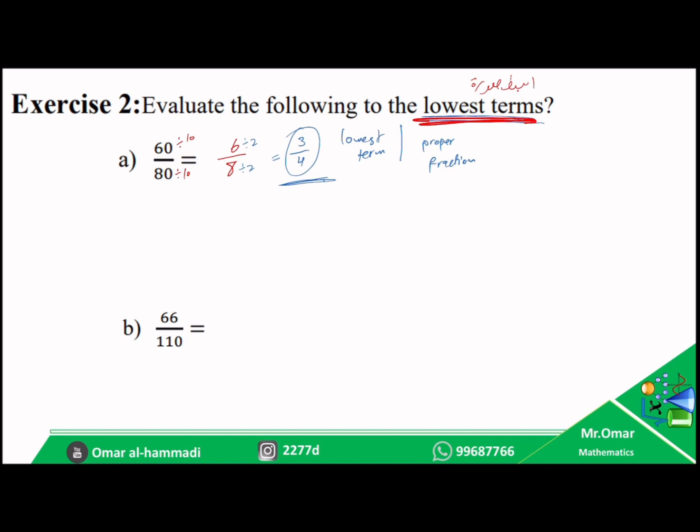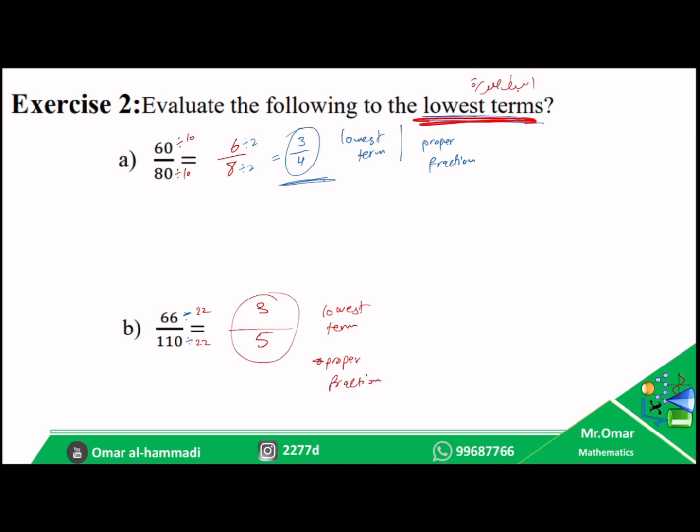And the other one, 66 divided by 110. Let us divide it by 22. 66 divided by 22 will give us 3, and 110 divided by 22 will give us 5. So this is in the lowest term, and also a proper fraction.